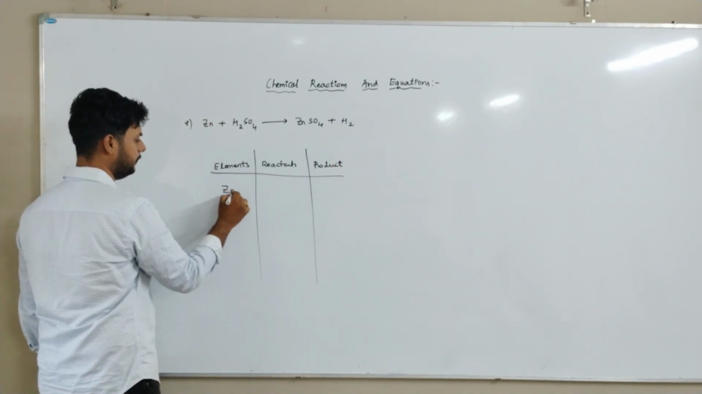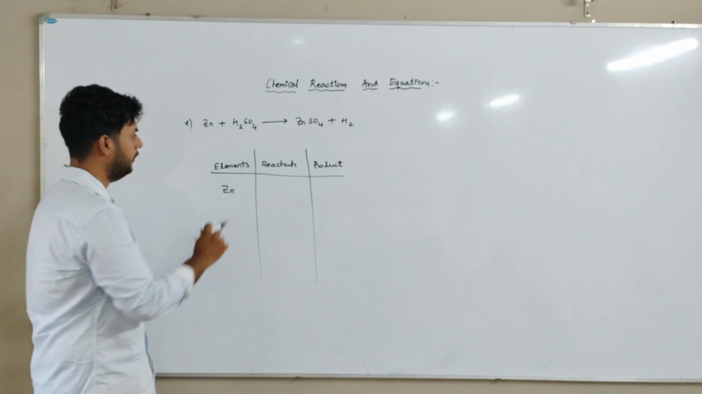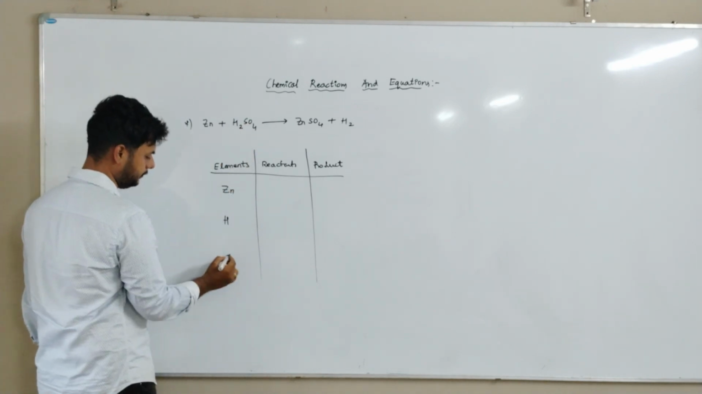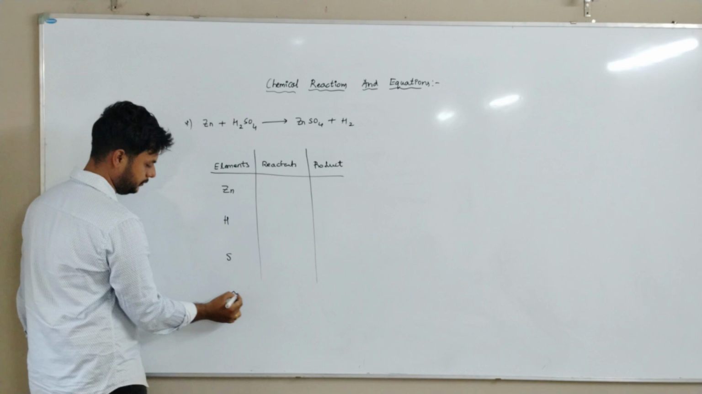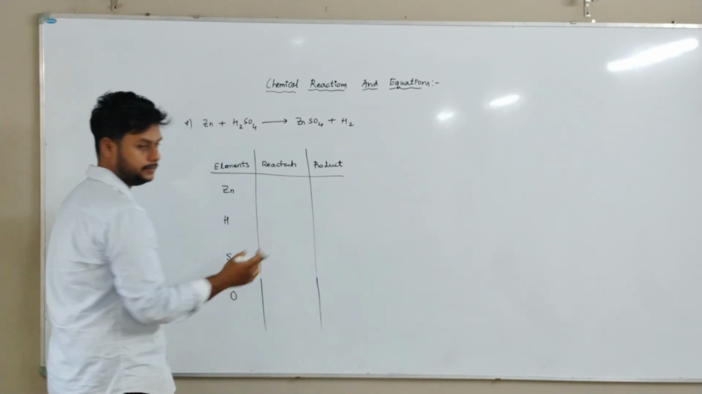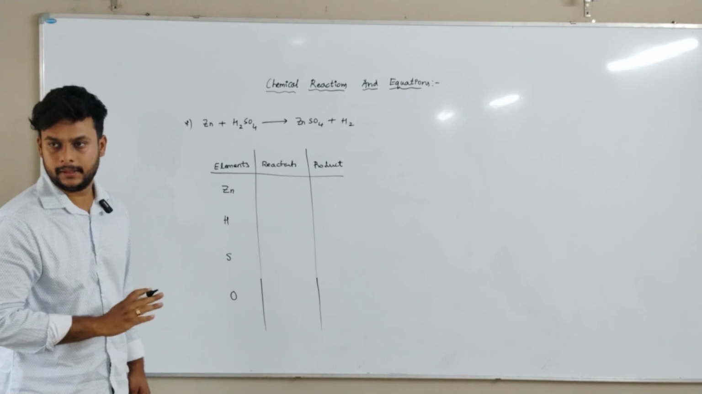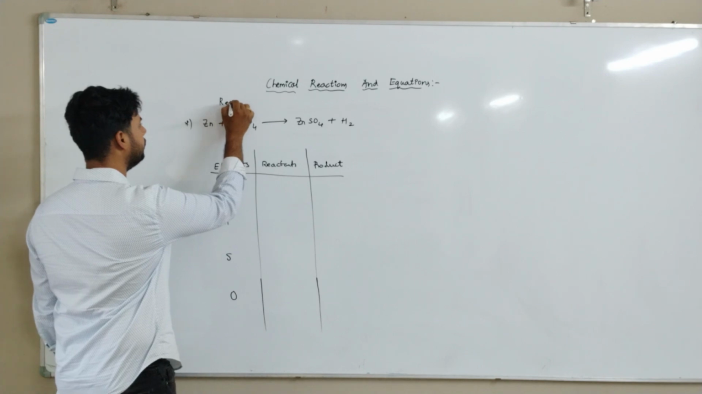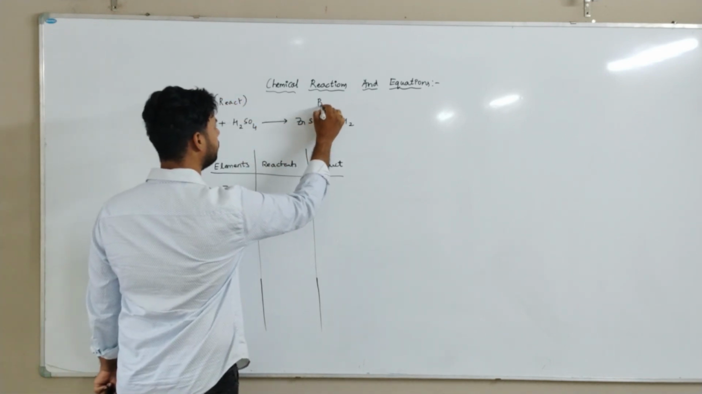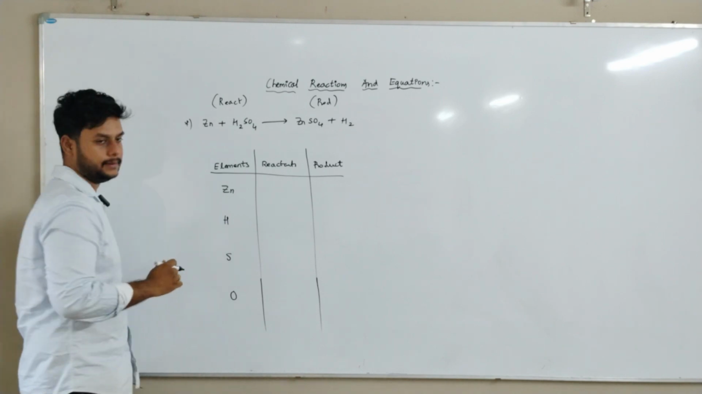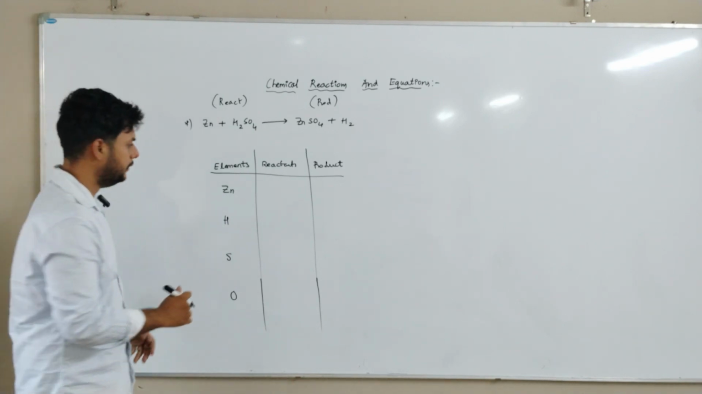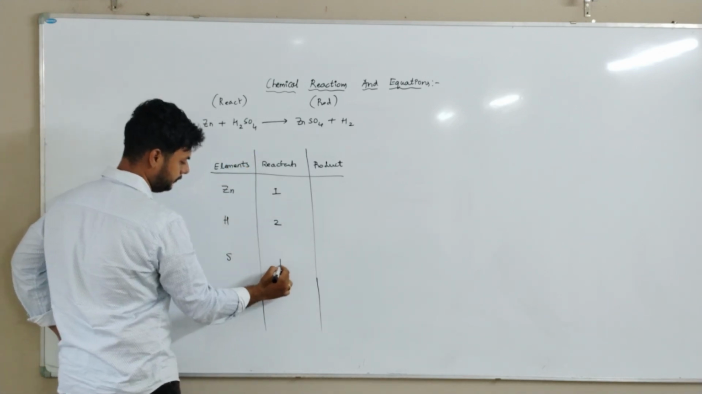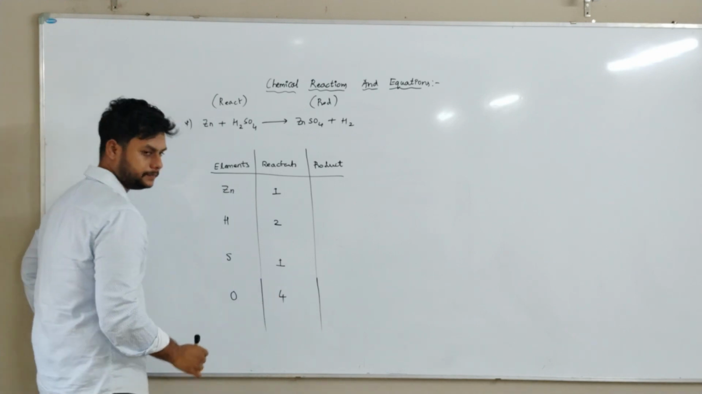I have zinc, Zn. I have hydrogen, H, I have sulfur, S, and I have oxygen, O. Do I have any other elements? Correct? These are the only elements that I have. So zinc, how many are in the reactant side? This is my reactant side, don't forget. Okay, this is my product. How many do I have in the reactant side? 1. Okay, and H 2 are there. Yes, S 1 is there. O 4 are there.